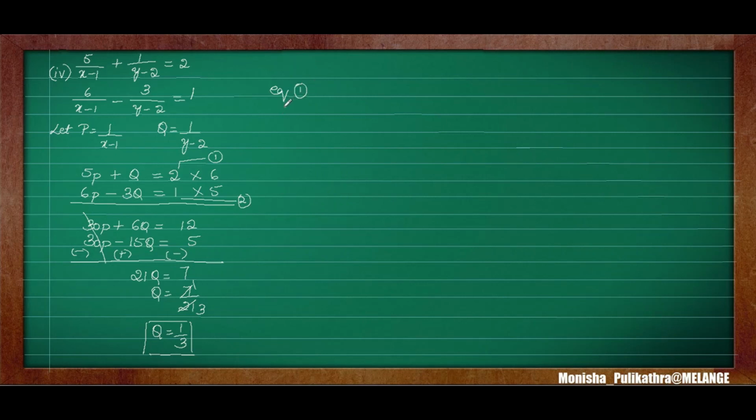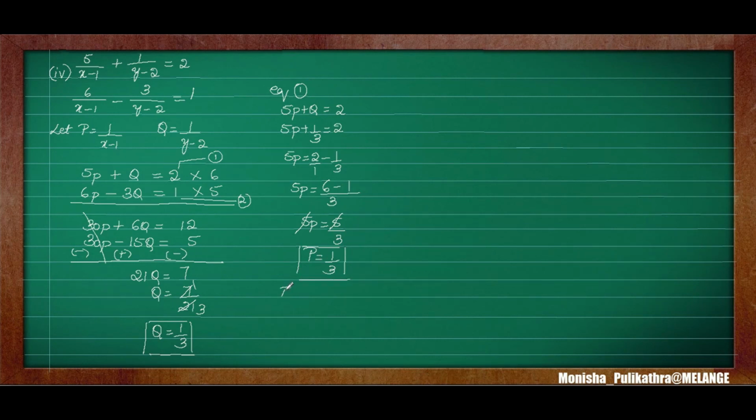So equation 1 is 5p plus q is equal to 2. So 5p plus, instead of q we need to write 1 by 3, is equal to 2. 5p is equal to 2 minus 1 by 3. We need to take LCM here. 5p is equal to, 3 is the LCM. When I take 3 as LCM, 1 3s are 3, 3 2s are 6, minus 3 1s are 3, 1 1s are 1. So 5p is equal to 6 minus 1, which is 5, divided by 3. 5 and 5 cancel. Next p is equal to 1 by 3. So q and p both are 1 by 3.